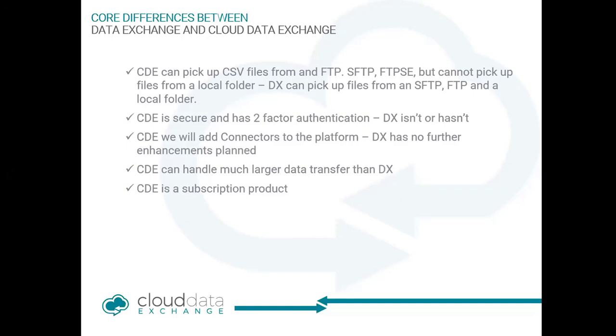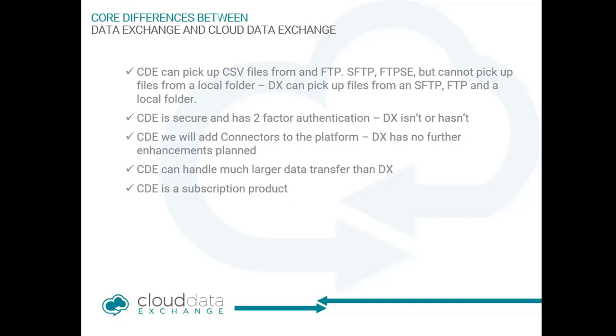Cloud Data Exchange can pick CSV files up from an FTP, an SFTP, and an FTPSE. If anybody knows what an FTPSE is, please let me know. But it cannot pick files up from a local folder because it's in the cloud, whereas DX can pick data up from a local folder. That's a big plus for a lot of people. CDE is secure and has two-factor authentication. Data Exchange hasn't got two-factor authentication.